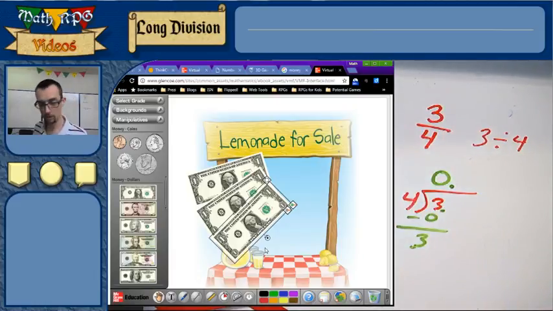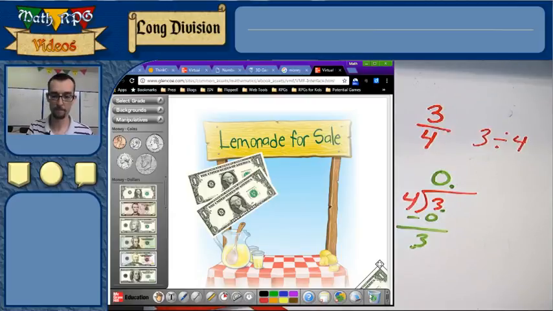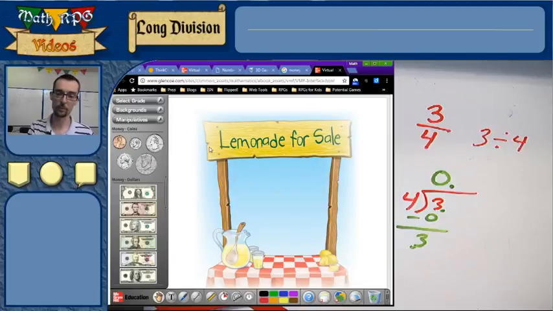So I have $3 left to split between those 4 people. I can't do it. So what I'm going to do is I'm going to go to the bank and I'm going to exchange those for dimes. Now you say, well, don't you want to? It would be easier to get quarters.